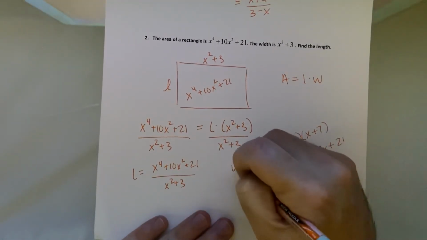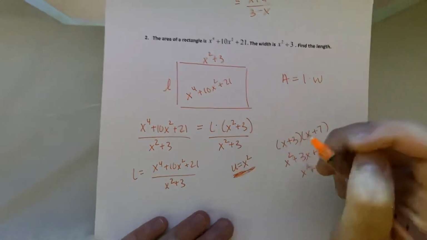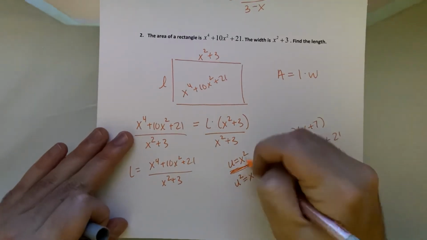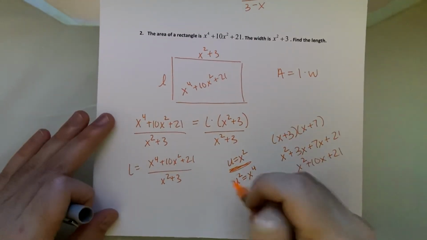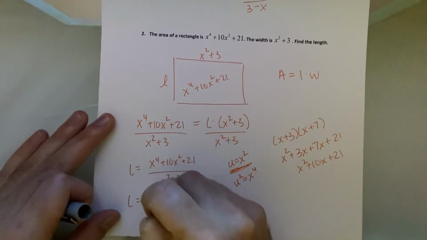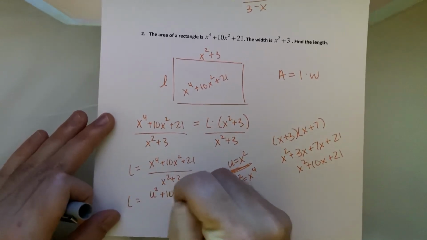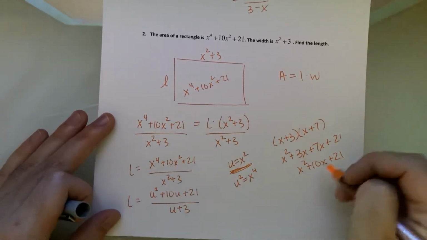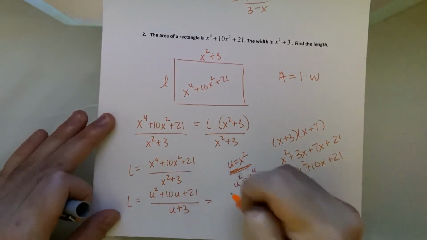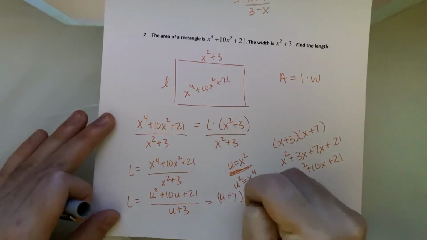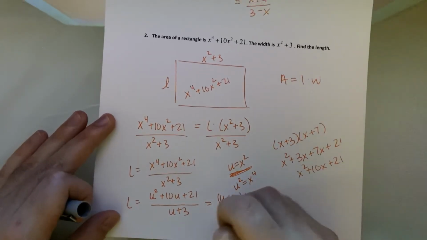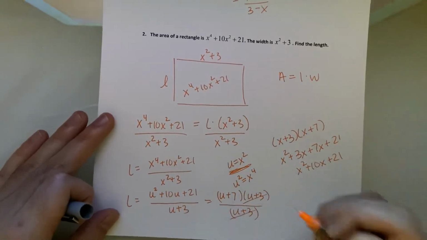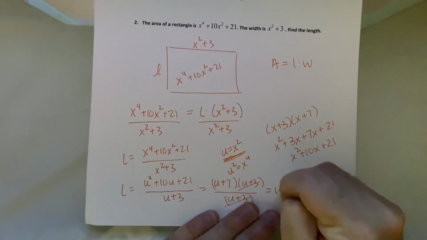If we let u equal x squared, remember that means u squared is x to the fourth, because if you square x squared you get x to the fourth, and I can use the substitution. Length equals u squared plus 10u plus 21 over u plus 3. And now I can factor the numerator just like I did over here. It would be u plus 7 times u plus 3 over u plus 3. This will allow my u plus 3's to cancel, leaving just u plus 7.